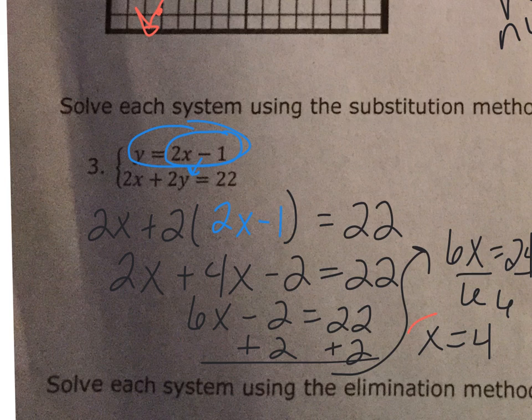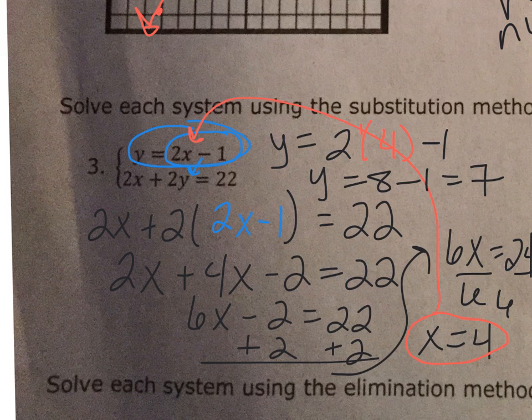So now I'm going to take this, and you can substitute this into either equation. I'm going to choose to substitute it into this one only because it's shorter, and it's already y equals, so I won't have to do any manipulation after I substitute it in. Okay, so y equals 2 times x, which is 4, minus 1. So y equals 8 minus 1, which is 7. So a solution for this one is the ordered pair (4, 7).